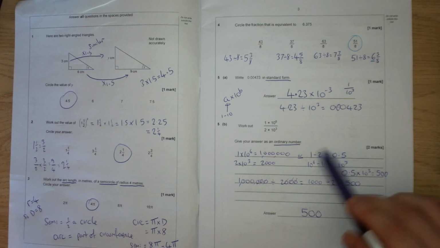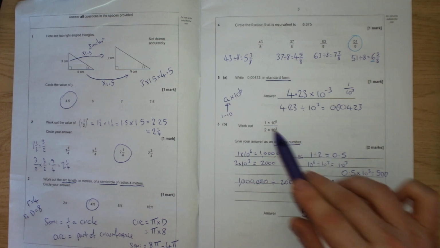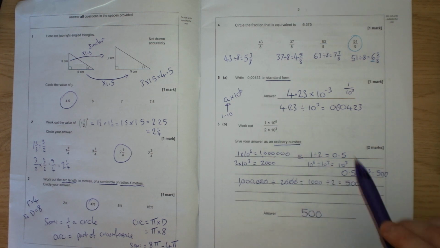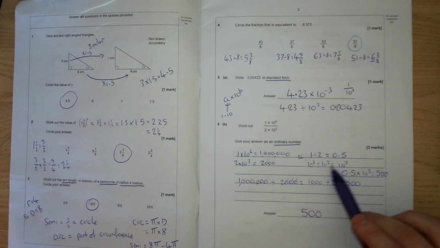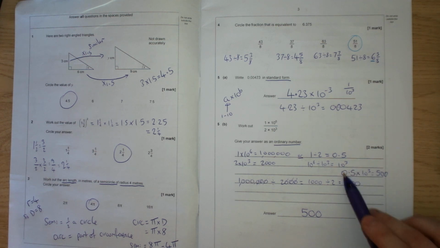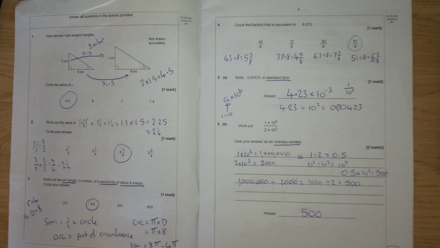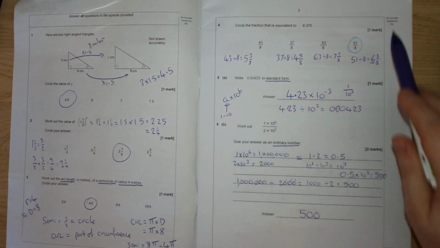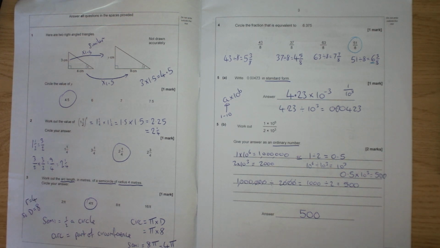Or we could leave it as standard form to start with. So 1 divided by 2 is 0.5. 10 to the 6 divided by 10 to the 3 is 10 to the 3 because of indices laws. 6 take away 3 is 3. So we've got 0.5 times 10 to the 3, which again is a half times 1,000, which is 500. So how many marks have we got there? 1, 2, 3, 4, 5, 6, 7 marks. Yeah, it says that on our first page.